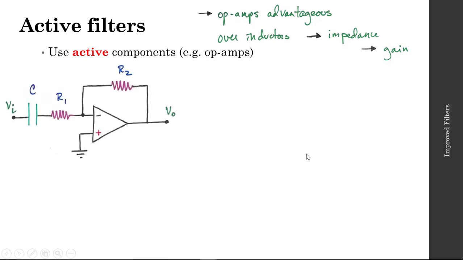In this particular active filter, I have an operational amplifier, I have a capacitor C, and two resistors, R1 and R2. I have an input voltage and an output voltage as well. My non-inverting input for this operational amplifier is tied to ground, and I have this resistor R2 in feedback into my inverting input. So this is a resistor in negative feedback for this particular active filter.